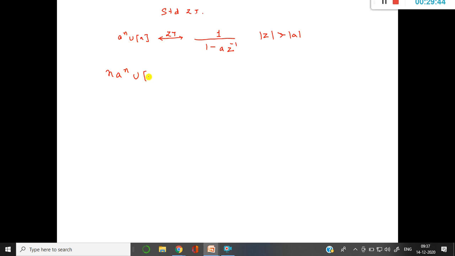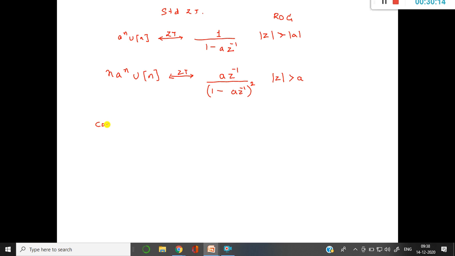Next, n times a to the power of n u of n. What is the Z transform of this? This is a times z inverse divided by (1 minus a times z inverse) whole square. This is where the ROC, what we call the region of convergence, comes in. The point is very important, convergence, because unless it is convergent, the system is not going to be a stable system.